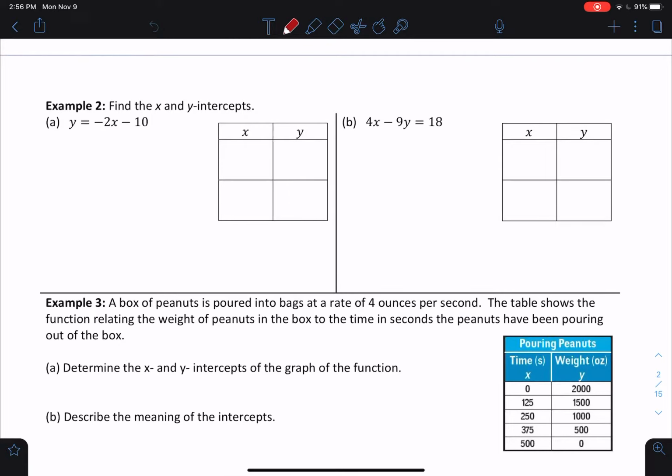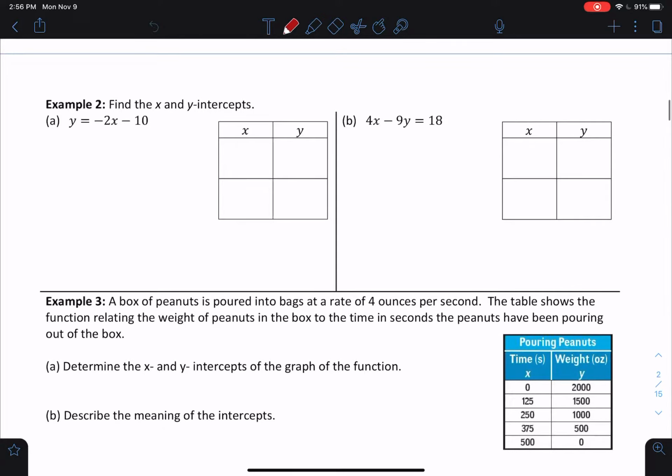So how can we find our x-intercepts and our y-intercepts without having to graph? Okay, without having to look at a graph. So if you remember, an x-intercept is x comma 0. The x value is something, your y value is nothing because you're on the x-axis. Okay, you're not moving up or down at all.